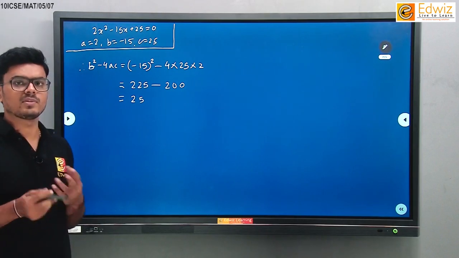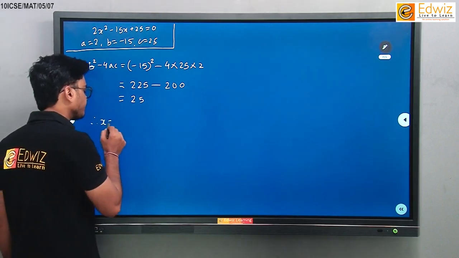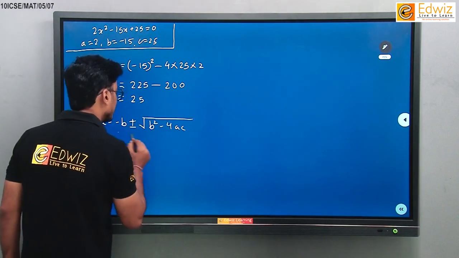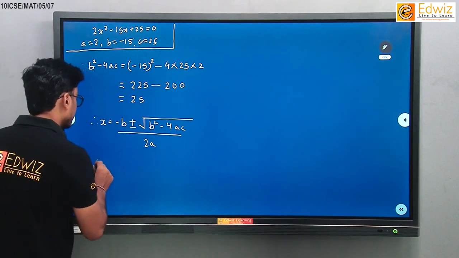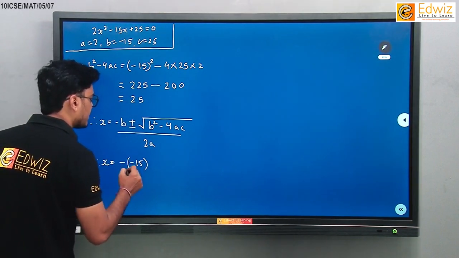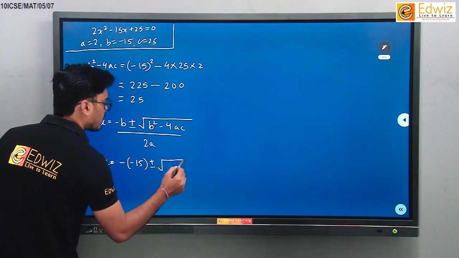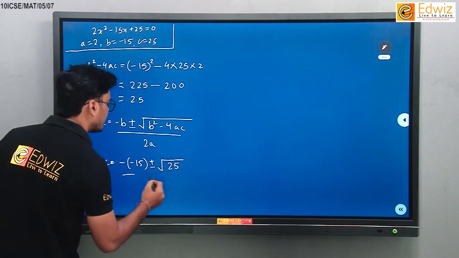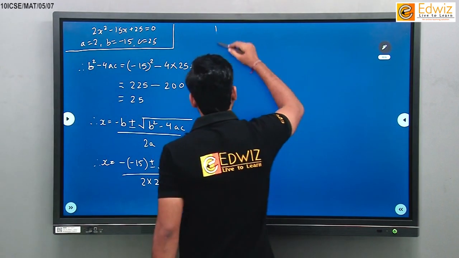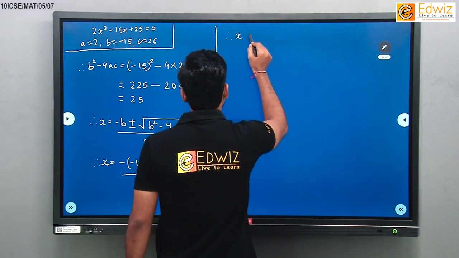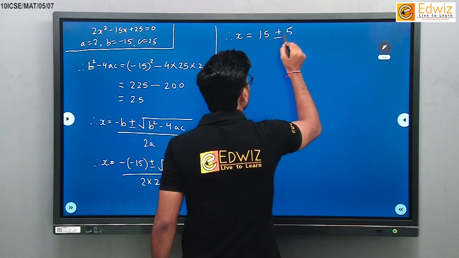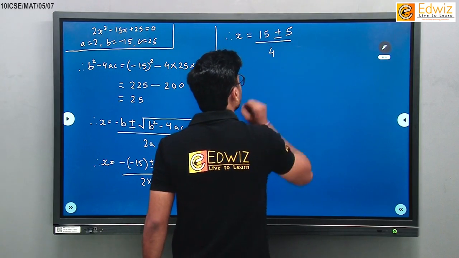We already know the square root of this. So let us go to the solution. X equals minus B plus or minus square root of B square minus 4AC divided by 2A. Correct? So in this we will put the values of A, B and C. B is minus 15. So minus of minus 15 plus or minus square root of 25 divided by 2A. So A is 2. So 2 into 2. Correct? Let us solve this further. X will be equal to minus minus will become positive 15 plus or minus root 25, which is just 5, divided by 4. 2 2s are 4.